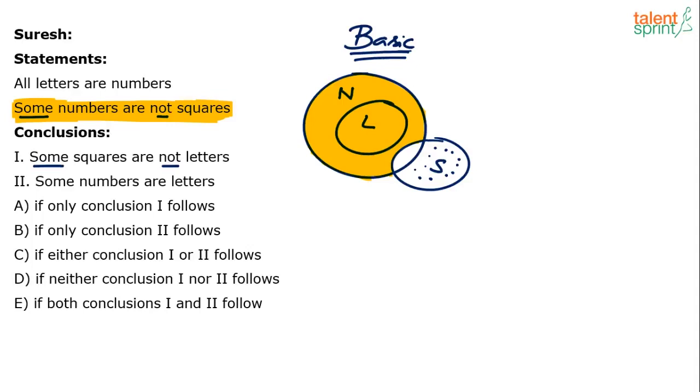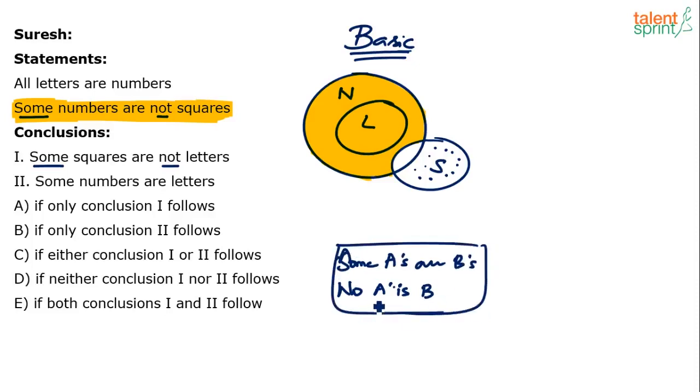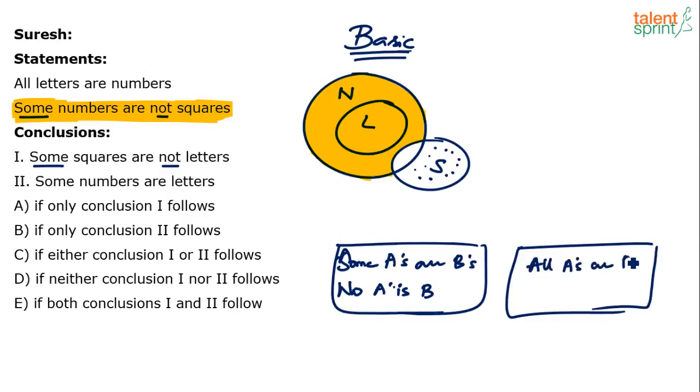You understand complementary pairs? There are two types, right? The first complementary pair type is like this: some A's are B's and no A is B. This is one complementary pair. What's the other one? All A's are B's, or some A's are not B's.